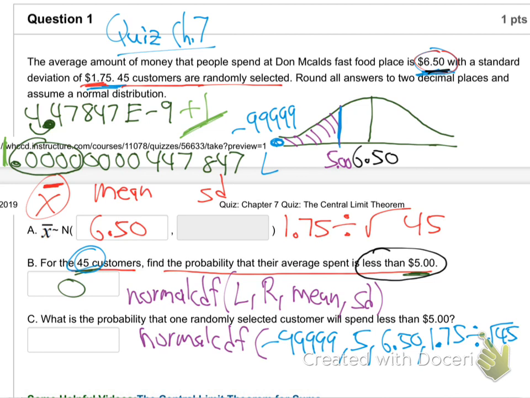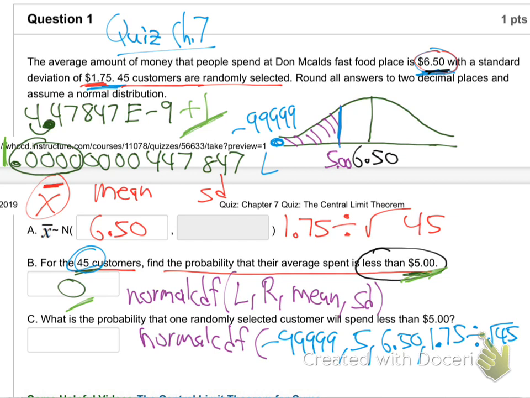It's a nice trick. So this answer is 0. There's basically 0 probability. I mean, there's a super small probability, but it's basically 0. There's almost no chance you're going to get 45 people whose average is less than $5. Does that make sense? So you won't be fooled by that?